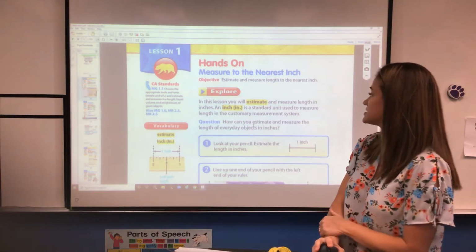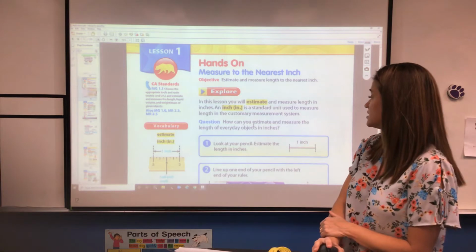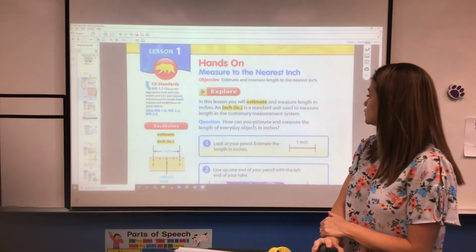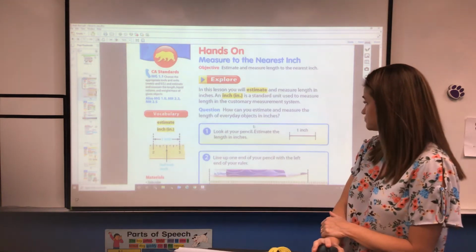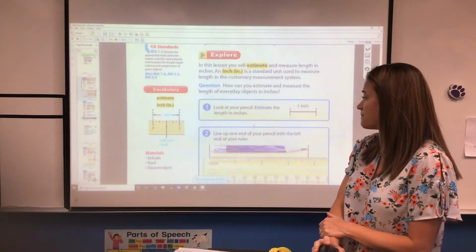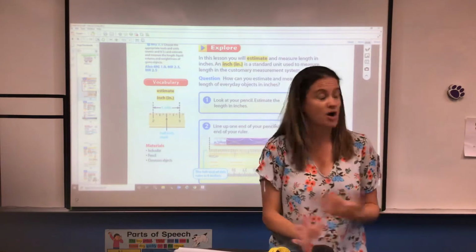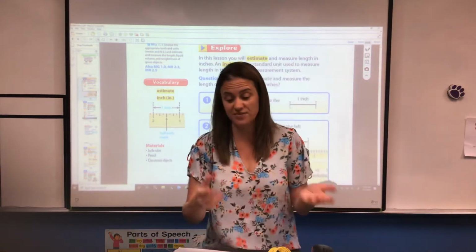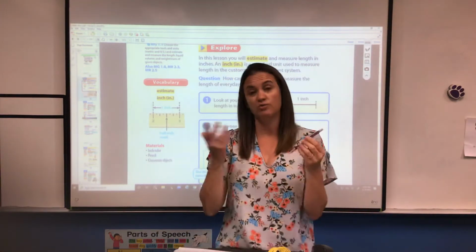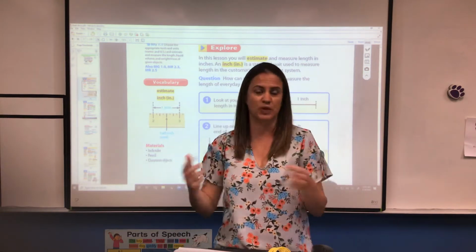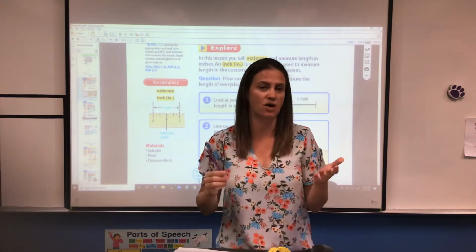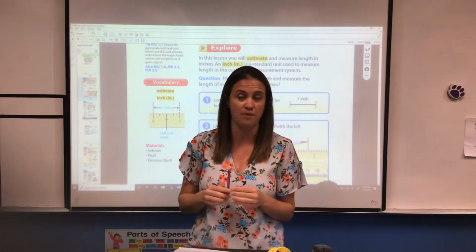It says, in this lesson, you will estimate and measure length in inches. An inch is a standard unit to measure length in customary measurement systems. So go ahead and grab a pencil that you have. Our pencils might be different lengths. I have a mechanical pencil. You may have a standard pencil, but maybe you sharpened it and it's really short. Maybe it's brand new, so it's kind of big. So we might all have different lengths and measurements for our pencils.